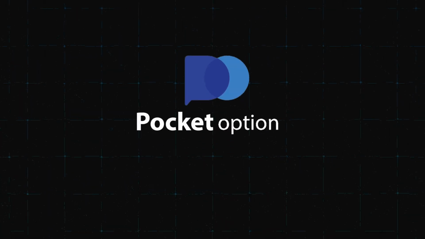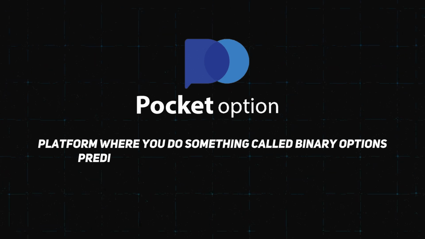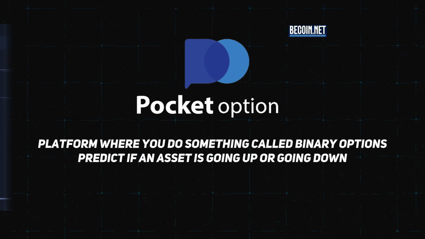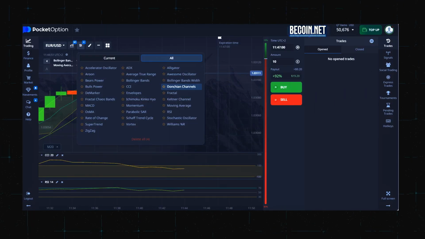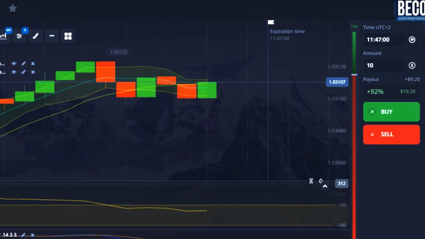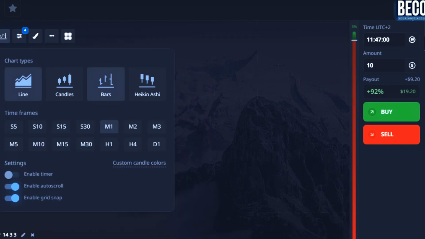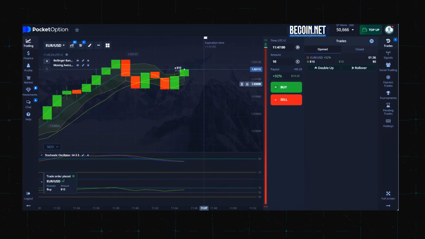All right, before jumping into the strategies, let's make sure we actually understand the basics of Pocket Option. So Pocket Option is a platform where you do something called binary option trading, where you predict if an asset is going up or going down. And you do calls and puts based off these predictions, okay? So you can trade Forex, commodities, and stocks on Pocket Option. What makes this platform particularly appealing is its user-friendly design and ability to trade on both very short-term and long-term options.